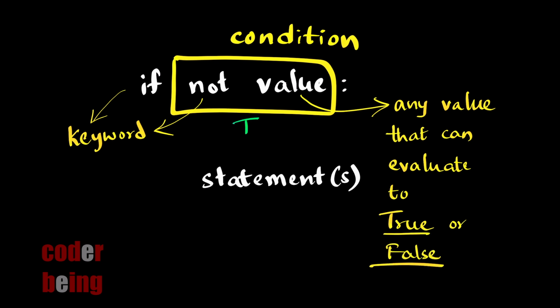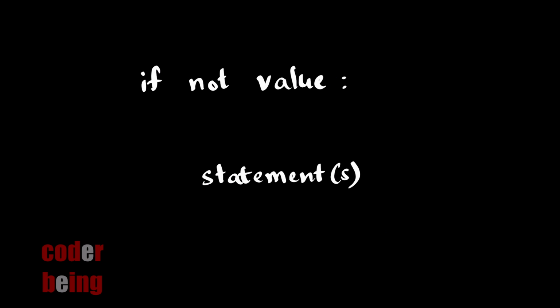Suppose for a given value, the condition is true, then the statements inside the if block are executed. If the condition is false, then the statements inside the if block are not executed. Now, let us see the flow of this statement for values of different data types.